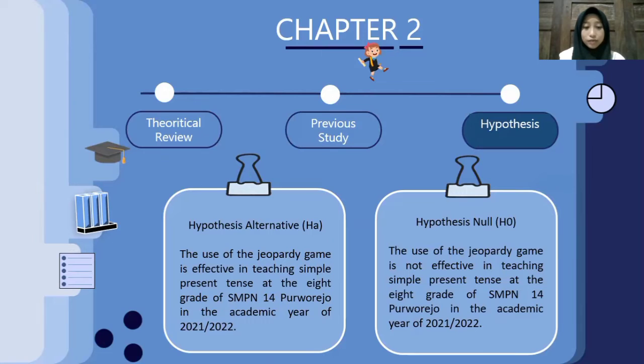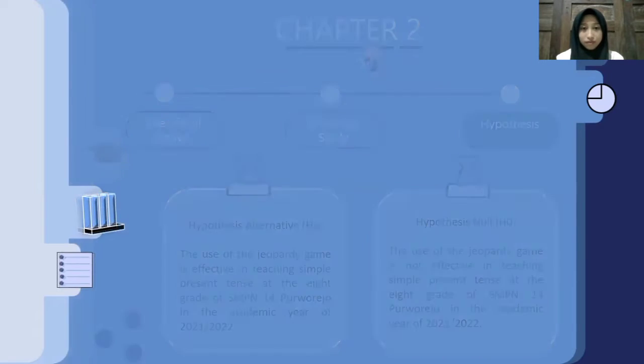Hypothesis. Alternative hypothesis: the use of the Jeopardy game is effective in teaching simple present tense at the 8th grade students of SMP Negeri 14 Purworejo. And null hypothesis: the use of the Jeopardy game is not effective in teaching simple present tense at the 8th grade of SMP Negeri 14 Purworejo.